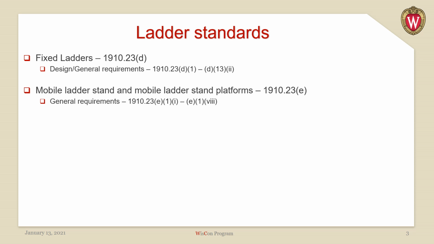Things such as mobile ladder stands and platforms have a step width of at least 16 inches, and wheels or casters under load must be capable of supporting their proportional share of 4 times the maximum intended load plus their proportional share of the unit's weight. Also, no mobile ladder stand or platform moves when an employee is on it. Those are different aspects, and that's where you're going to find all the general requirements.